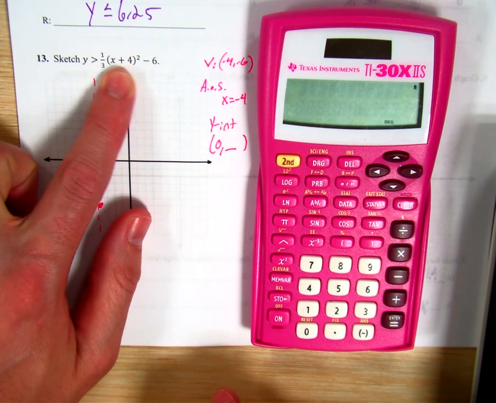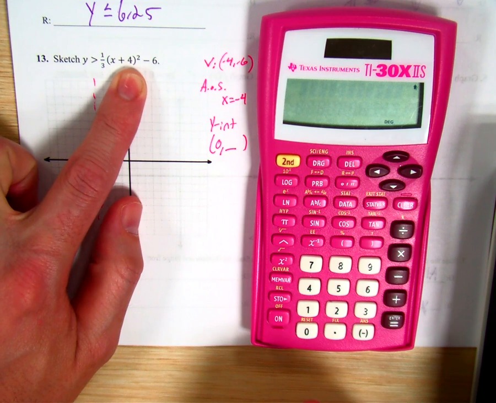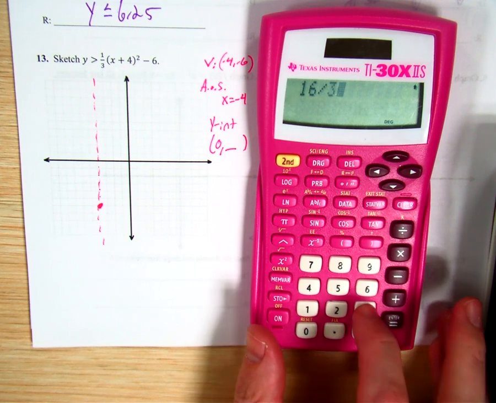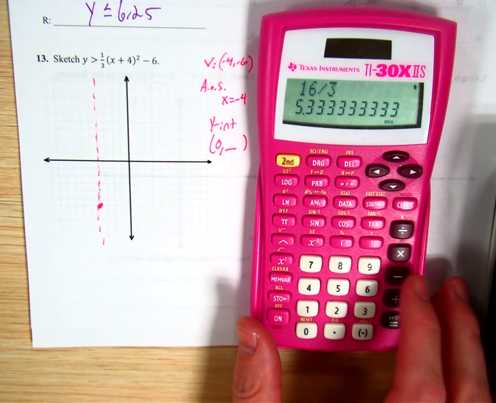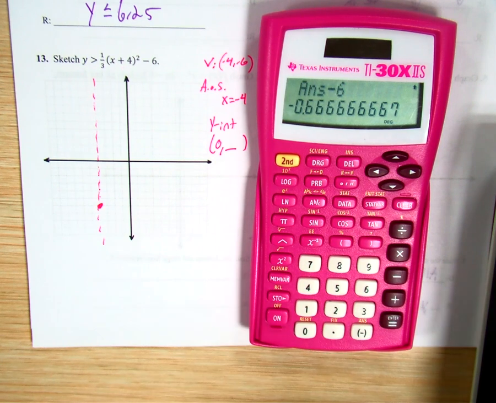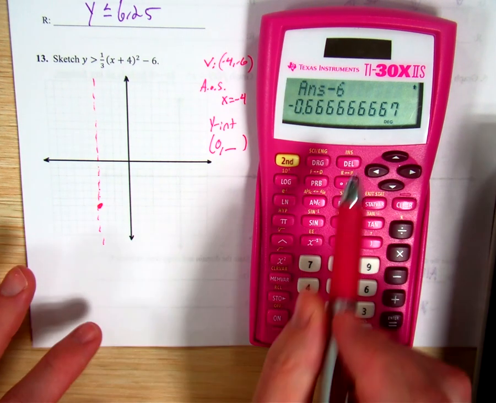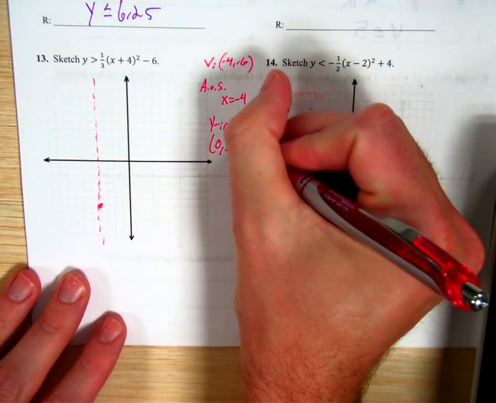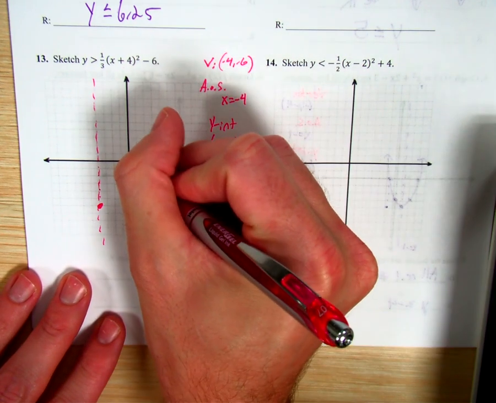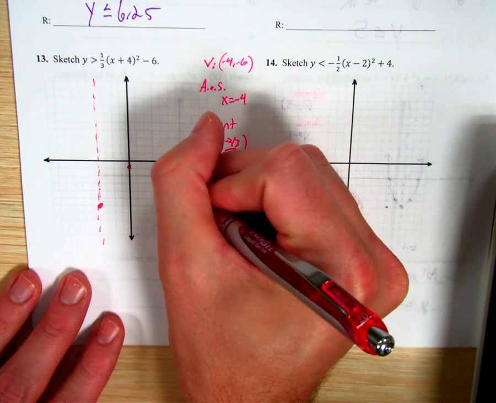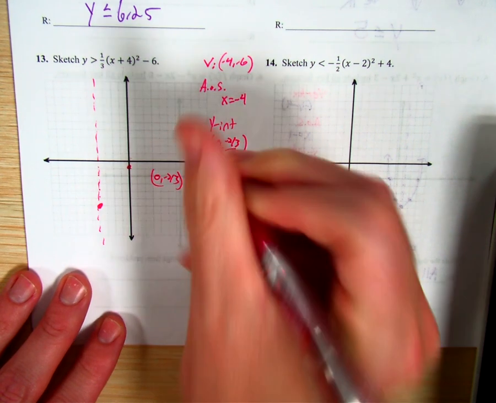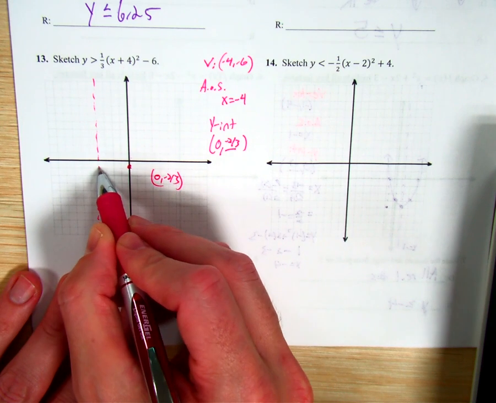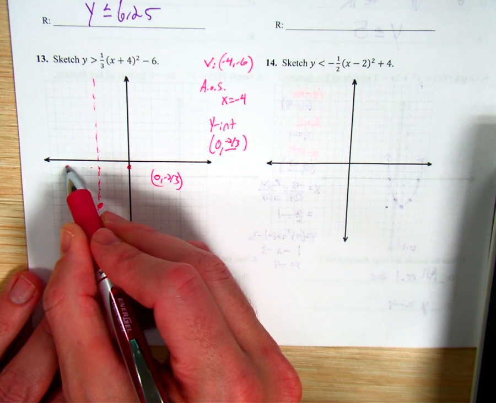So, 0 plus 4 is 4. 4 squared is 16, and now we have divide by 3, or times by a third. 5.3 repeating, minus 6, we got negative 2/3. Okay, you're in Algebra 2. Don't round this, don't cut it off. It's negative 2/3. 0, negative 2/3. Not a pretty point. Let's write it down. And also, we already have it, so let's reflect it over. 1, 2, 3, 4 to get to the line. 1, 2, 3, 4 to get past the line.